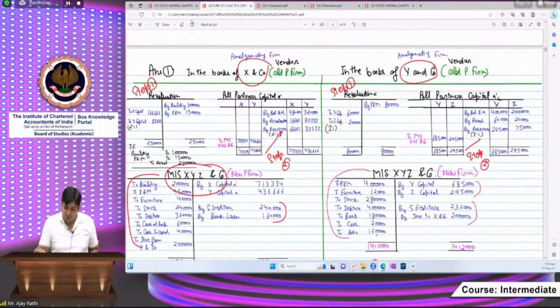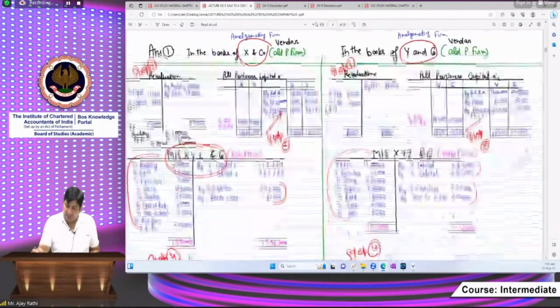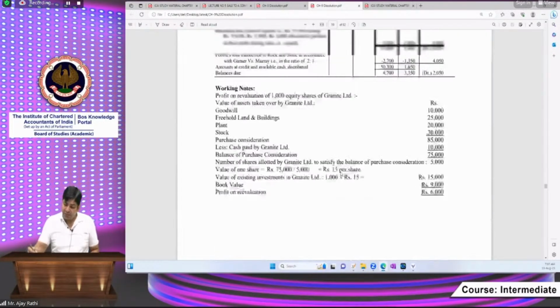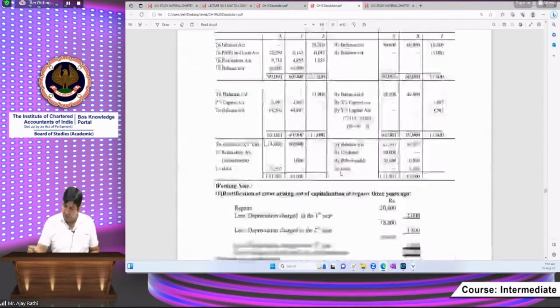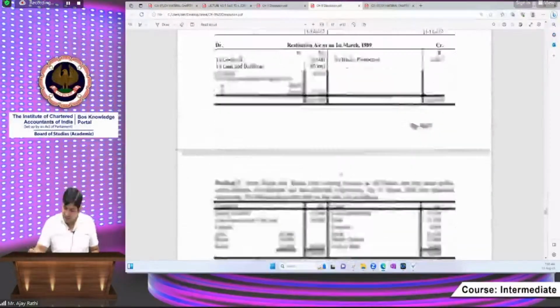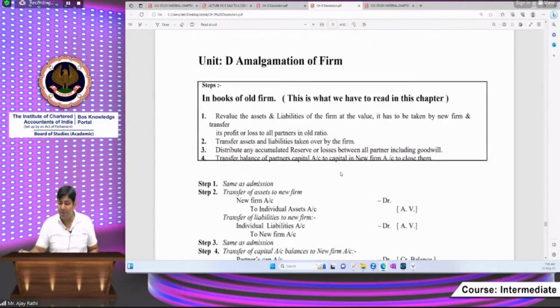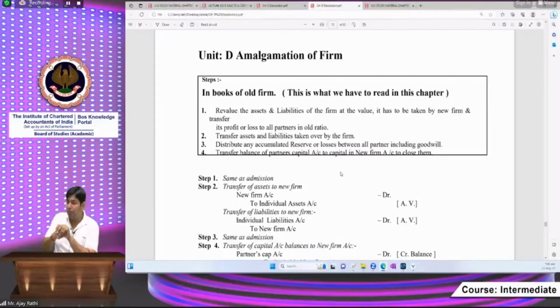What I want to discuss with you all, beta, is that there is a PDF which I have uploaded, and that PDF's name is chapter number 9, dissolution. I want to discuss with you all one complete question from this unit, that is, this one, amalgamation of partnership firm. There is a D unit in my book, amalgamation of partnership firm. Beta, please open that PDF. That has already been uploaded. The same PDF is also there in the earlier batch.